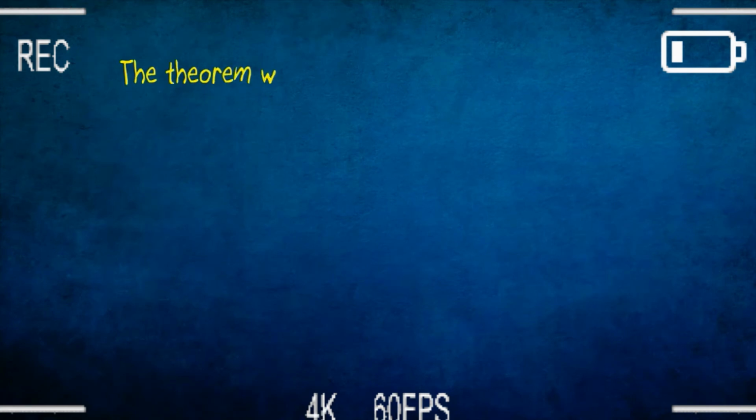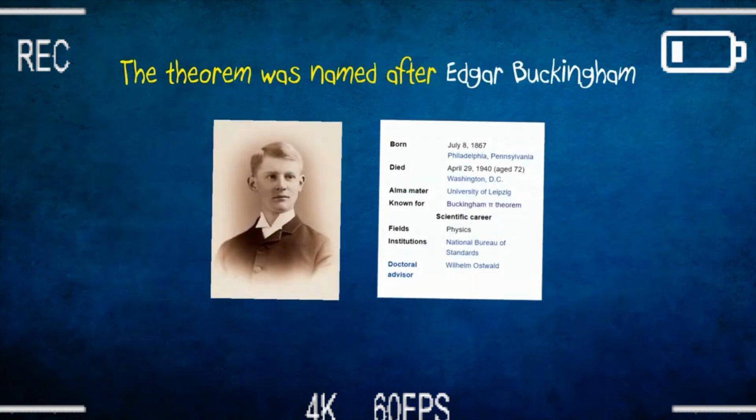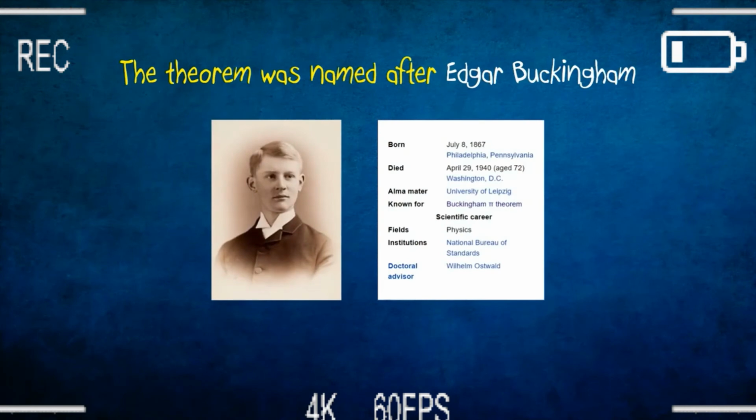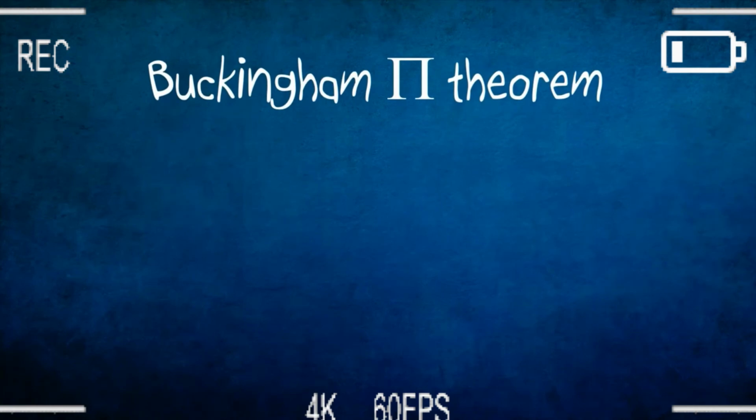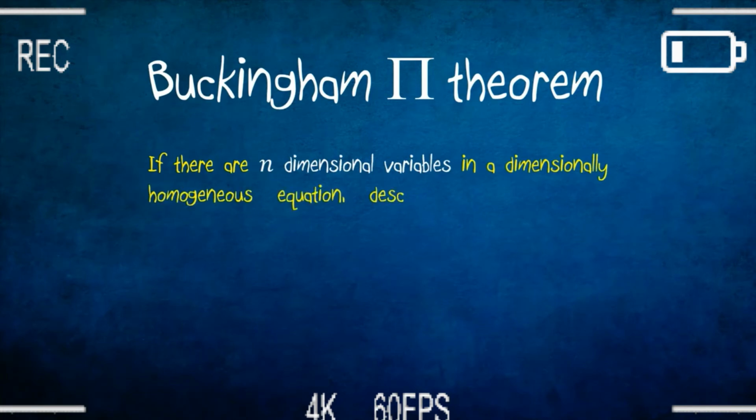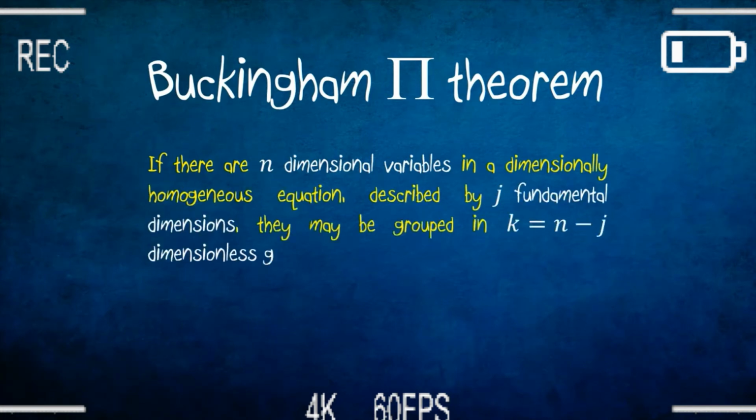The Buckingham pi theorem was named after the American Edgar Buckingham. It states that if there are n dimensional variables in a dimensionally homogeneous equation, described by j fundamental dimensions, they may be grouped in k equals n minus j dimensionless groups. Each dimensionless group is called pi.